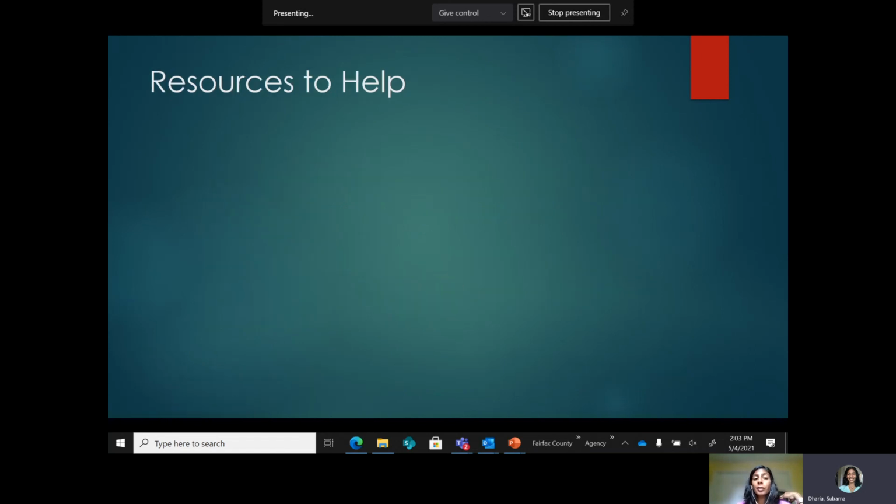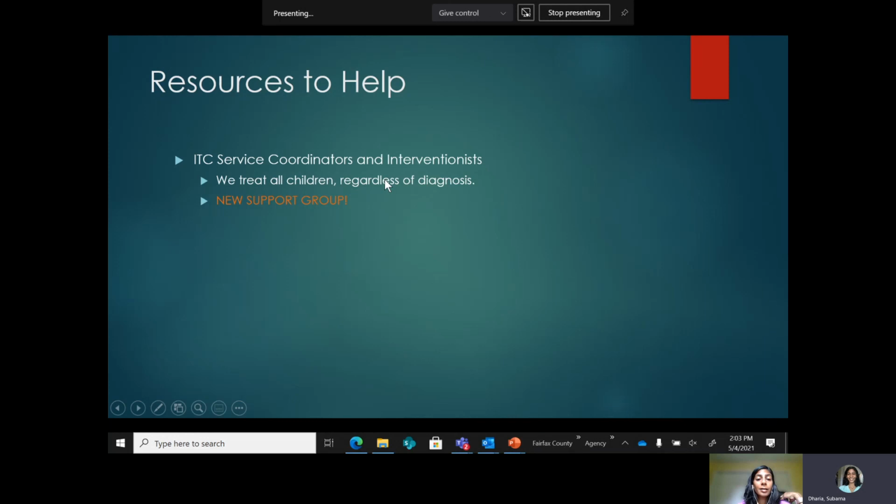So there's a lot of resources available in our community here. First, again, I already said this, but regardless of diagnosis, we treat all children, and the ITC service coordinators and interventionists are here to help guide your family and just anyone who has concerns about autism. And we do have a support group available that runs for several months, multiple times a year. If that's something you're interested in, I would reach out to your service coordinator for more information about that.